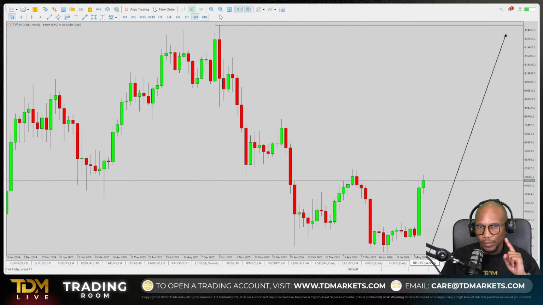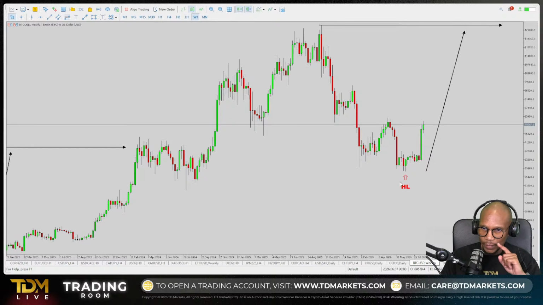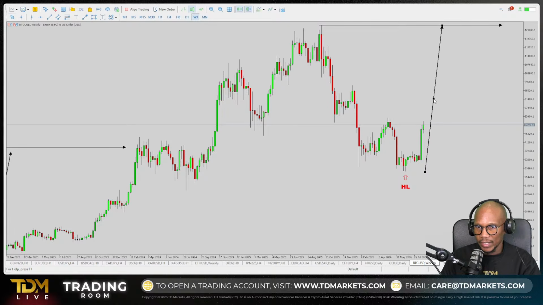So right now, the market is going up aggressively. It could be pricing in the possibilities of the Clarity Act being passed into law. It could be pricing in that. And if that's the case, then this is what we're looking at. This is what we are looking at, guys.